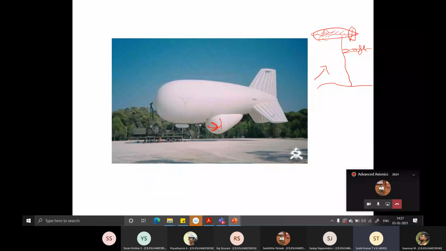Structurally, do you think there will be any problems in making this aerostat? And which do you think is the weakest area structurally?